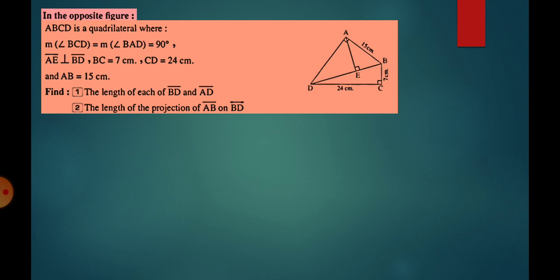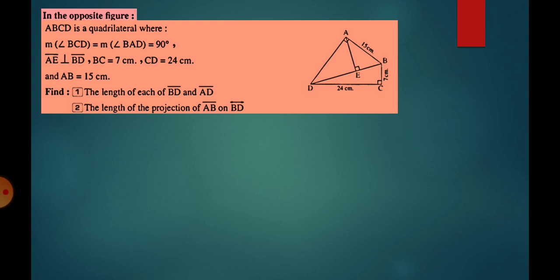First, look at the triangle BCD. Measure of angle C equals 90 degrees. And here we know the length of two sides. If we want to find the length of a side in a right angle triangle and we know the length of the other two sides, then we can use Pythagoras.